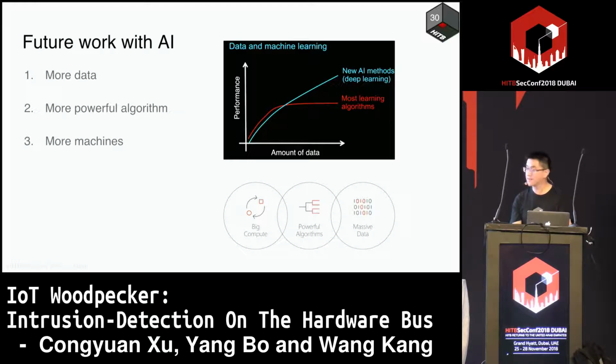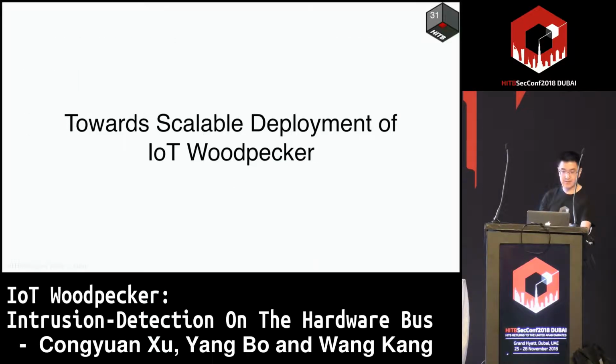In the future work with AI, same as traditional deep learning, we need three more: more data, more powerful algorithms, and more machines. So we think a more scalable deployment of IoT Woodpecker is needed. Towards a scalable deployment of IoT Woodpecker, Dr. Yang will introduce these things.